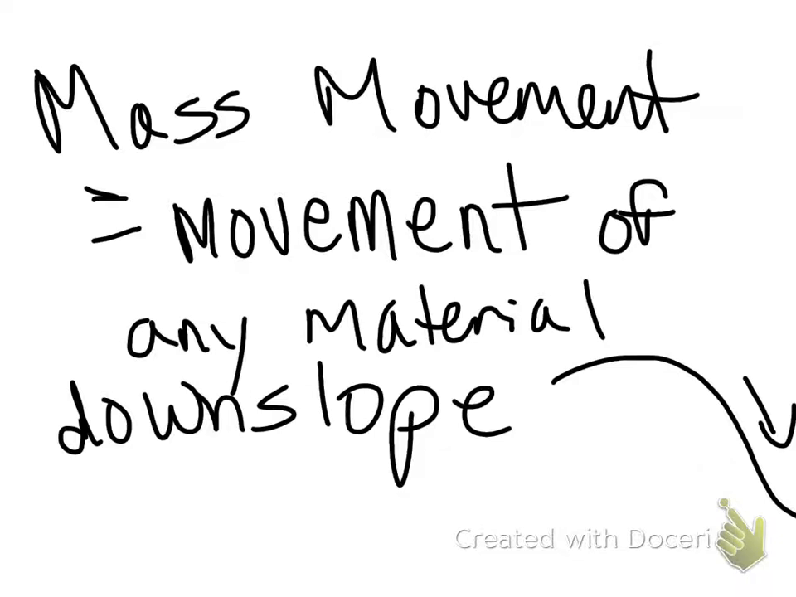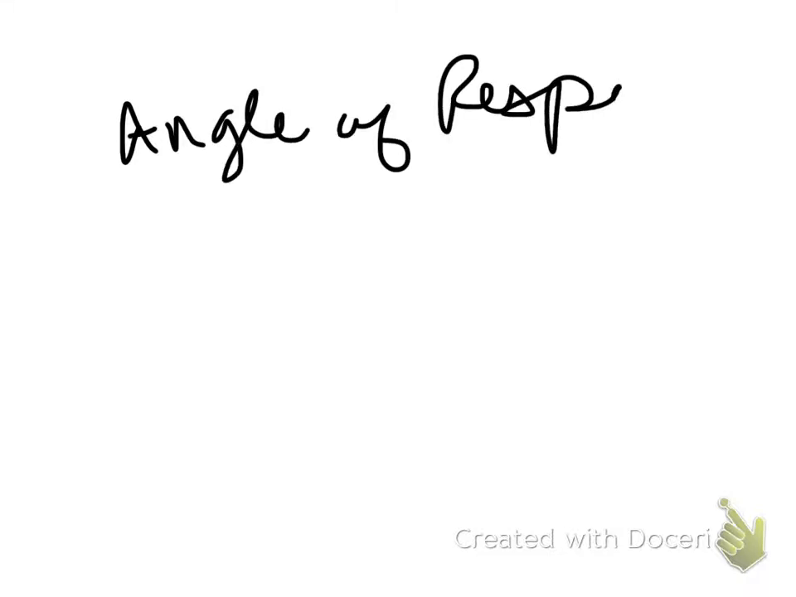It matters because we care about how the earth is shaped, right? We're interested in learning about why is the earth shaped this way? Why is this mountain shaped this particular way? Or why are landslides happening, right? We care about mass movement for those reasons. So to understand mass movement, you have to understand angle of repose. Angle of repose, think rest.